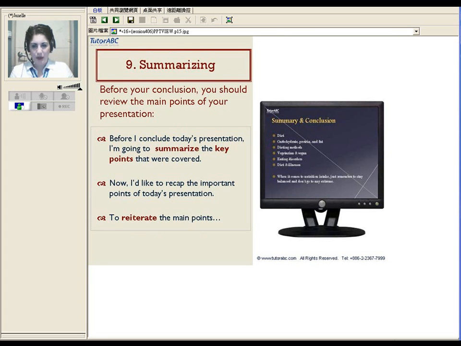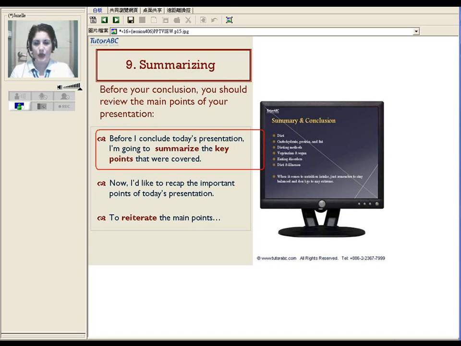Let's move on. Summarizing. Number 9. Before your conclusion, you should review the main points of your presentation. Why? Sometimes people sleep through your presentation, or they get distracted and they think, today what am I going to do? Oh, I need to call my wife after this, or I'm so hungry, I want to go eat after this. So they get off the main point. Well, it's good if you can summarize and say it again. So you can say it like this.